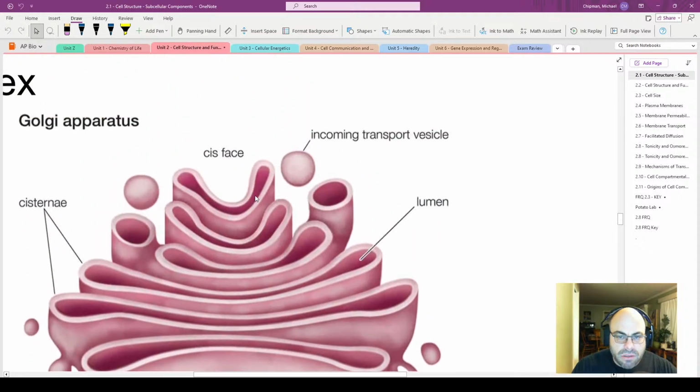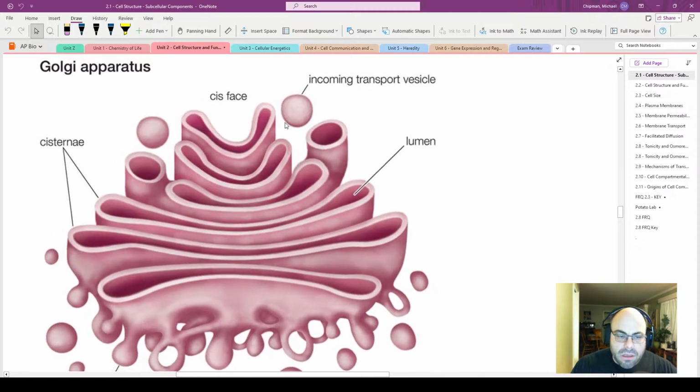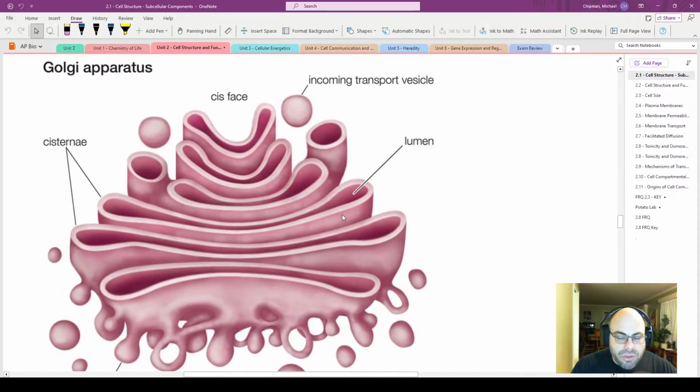It's these other vesicles up here, incoming transport vesicle. Where's it coming from? It's coming from the ER. It's a little protein in there. It's full of hopes and dreams, and it's going to come in here and it's going to bind with this Golgi. The purpose of the Golgi is to modify the protein. Why is it doing that?